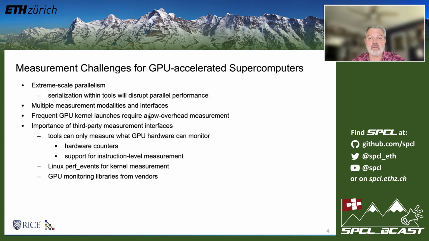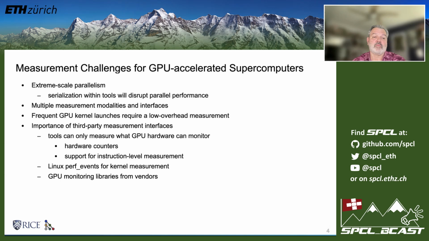So, some measurement challenges for GPU accelerated supercomputers. First, we have extreme scale parallelism, and any serialization within the tools will disrupt parallel performance. What that means is that building concurrent data structures inside the tools is really important. There are also multiple measurement modalities and interfaces, and I'll say more about that in a minute. There are potentially frequent GPU kernel launches that require low overhead measurement.